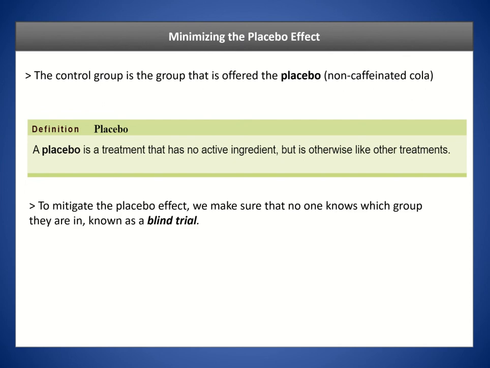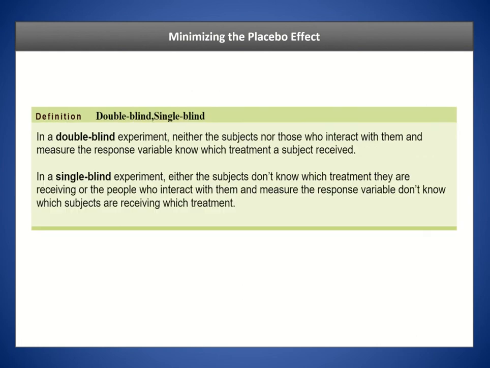To mitigate the placebo effect, we want to make sure that no one knows where they are. This is known as a blind trial. There are two different potential trial designs. You can introduce a single blind experiment where none of the subjects know which group they belong to, which treatment they're receiving. In a double blind experiment, the subjects and the researchers do not know which treatment the subject received. So even the researchers don't know who was in what group.